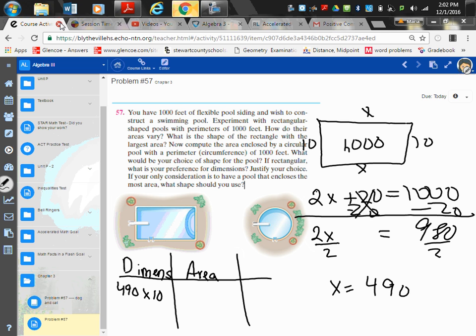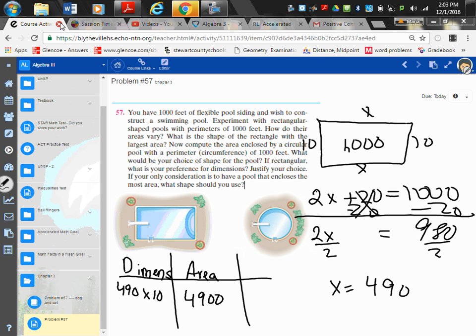You'll do this for 10 different sets of dimensions. Then it says, what's the shape of the rectangle with the largest area? Then it wants you to compute the area of this circle. If the rectangle, so what would be your choice for the shape of the swimming pool? If you choose the rectangle pool, what is your preference for the dimensions? Then justify your choice.